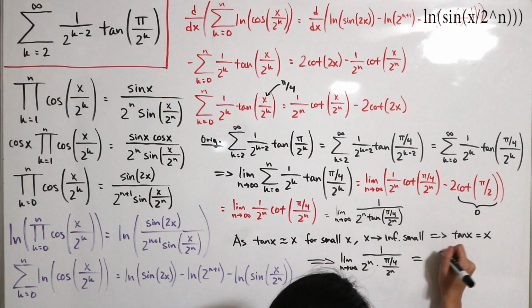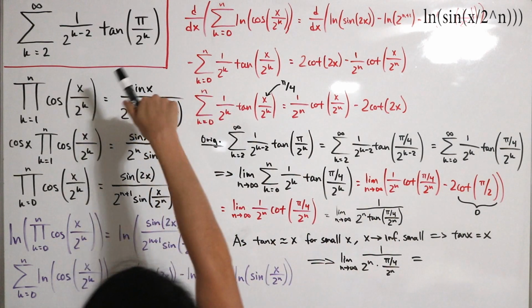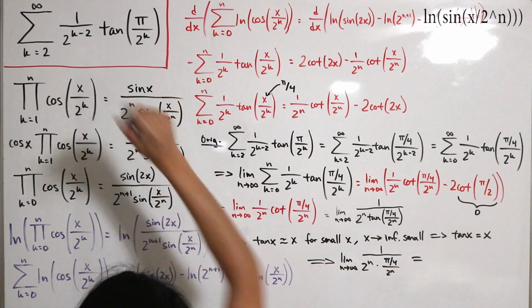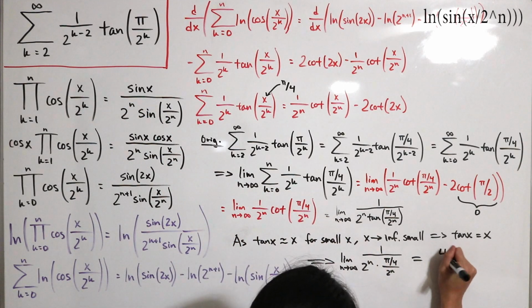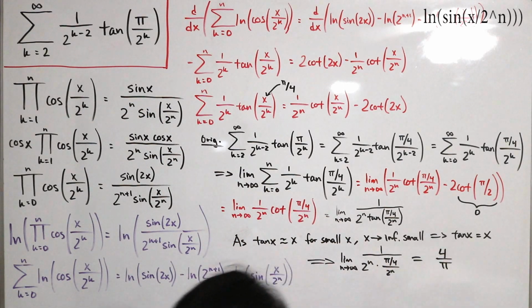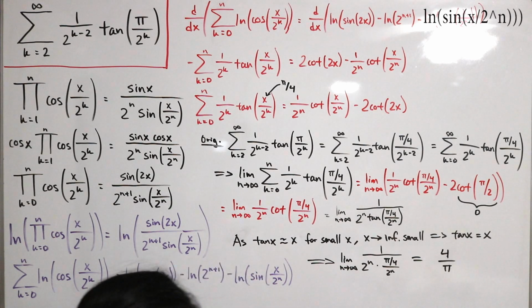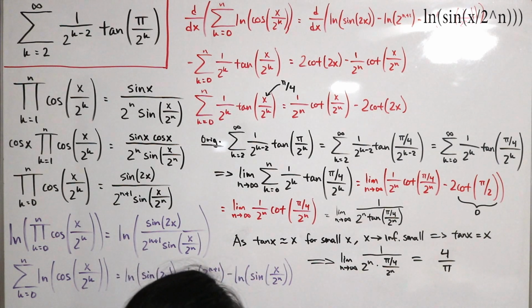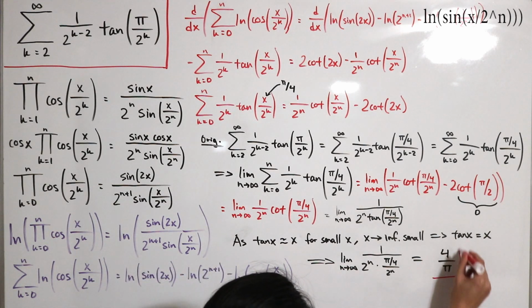So really, therefore, our given infinite sum is indeed just equal to 4 divided by pi, like so. And there we have it. The final answer in the red box.